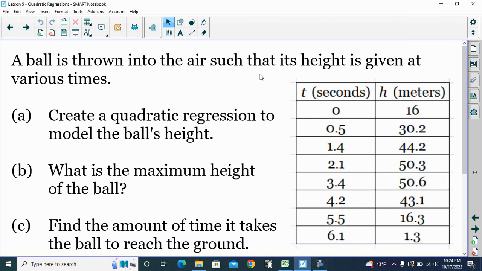These are Algebra 2 notes on quadratic regression equations. We are only looking at one example problem today, and it is the one that you see. I'll give you a minute to write it down here.